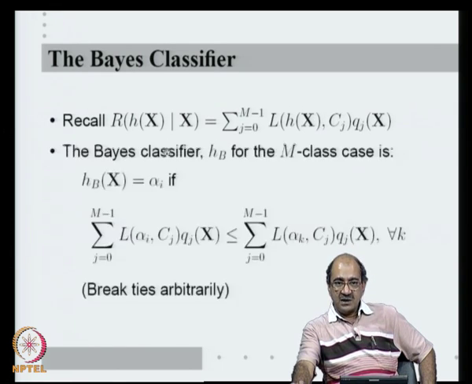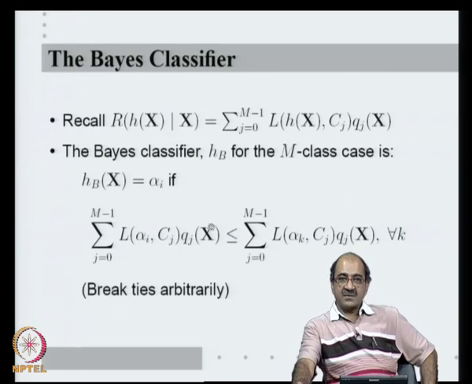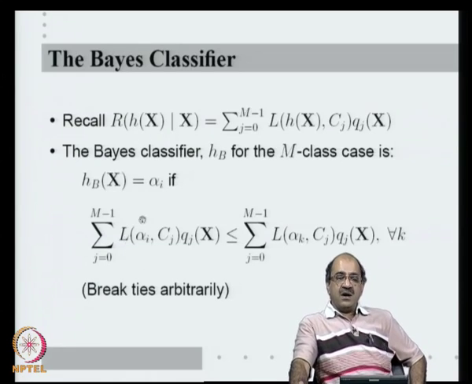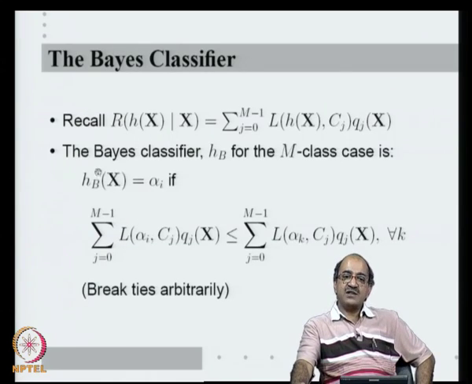which brings us to the following definition. The best classifier will be one which assigns, let us define the classifier h_B as follows. Given an x, h_B(x) assigns alpha_i if the sum over j of L(alpha_i, c_j) q_j(x) is less than or equal to the sum over j of L(alpha_k, c_j) q_j(x). This will immediately mean h_B is optimal.